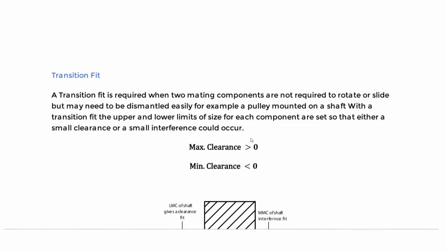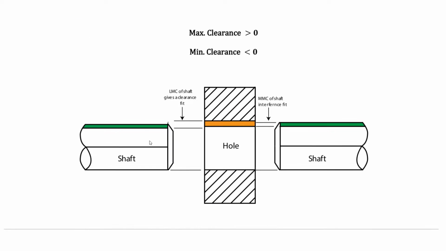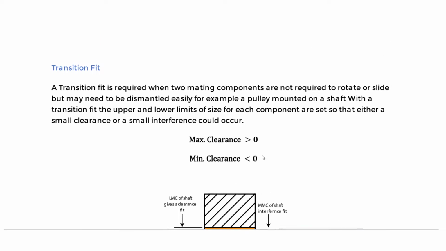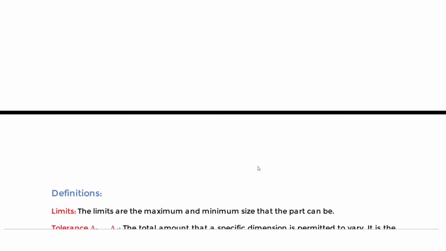And then the transition fit has to satisfy two conditions. The max clearance has to be bigger than 0, and the minimum clearance has to be less than 0. So the transition, it's in a transitional stage, right? You could either have a clearance fit or an interference fit, and that's what's denoted in the figure here. It has to satisfy these conditions. That's the transition. So in our case, we just compared the max and minimum clearance values.